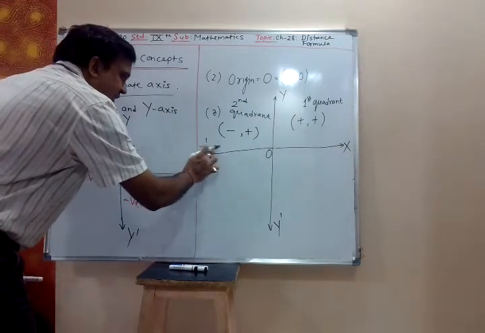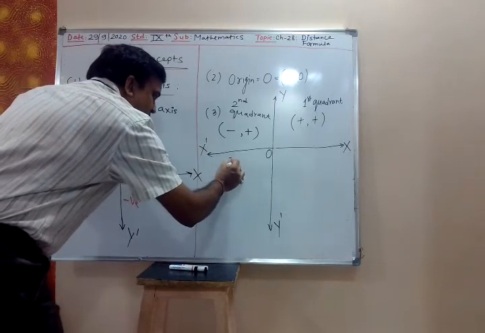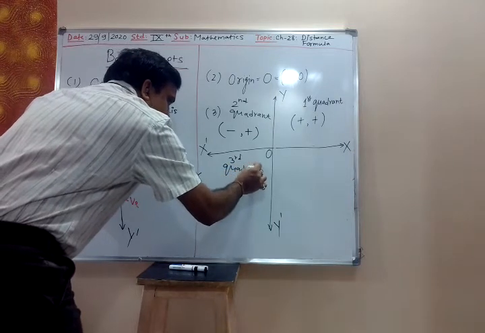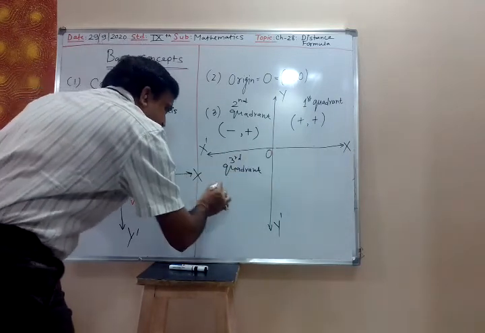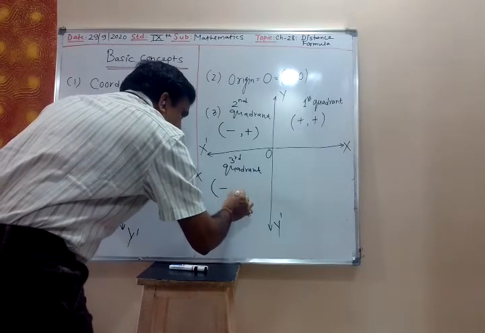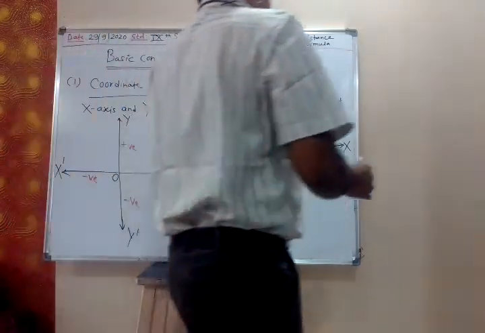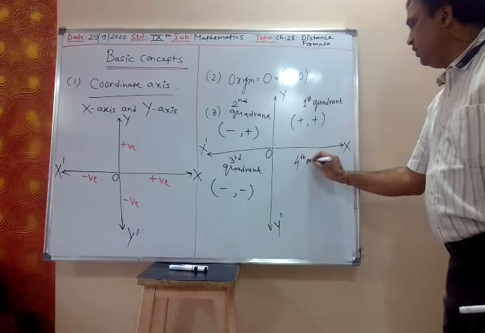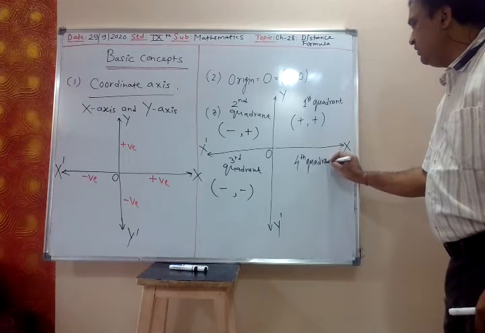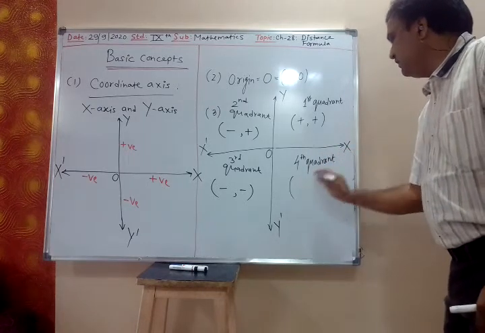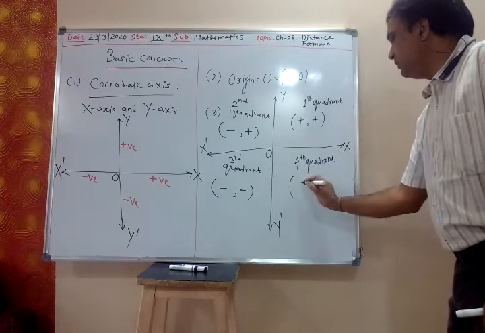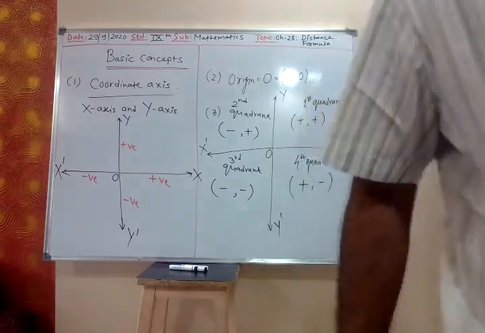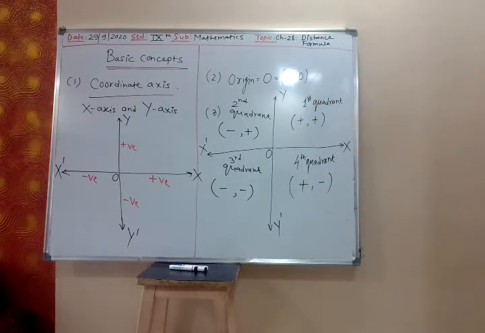Then this side, x dash O y dash, is my third quadrant. In the third quadrant, x is negative, y is negative. So we take minus comma minus. Then x O y dash is my fourth quadrant. In the fourth quadrant, x is positive and y is negative. So we take plus comma minus.